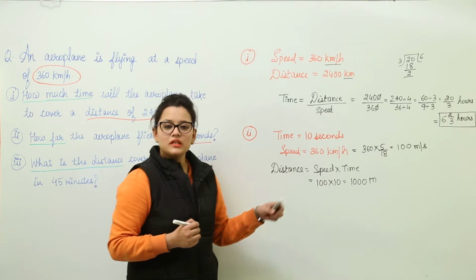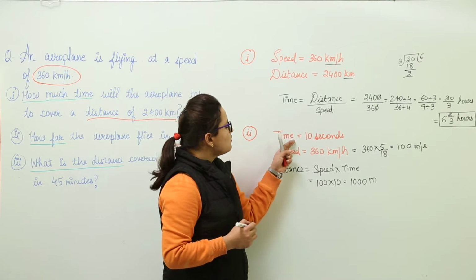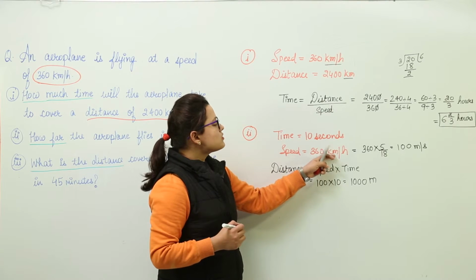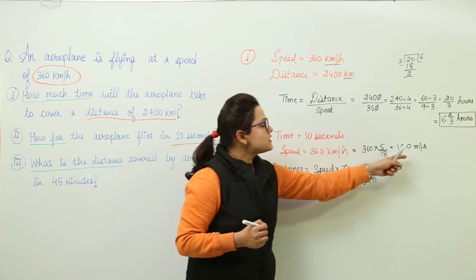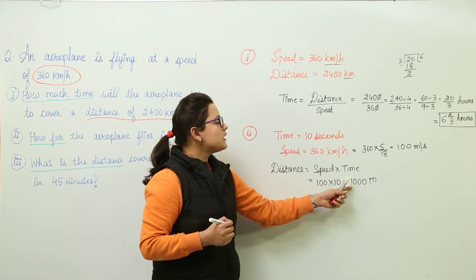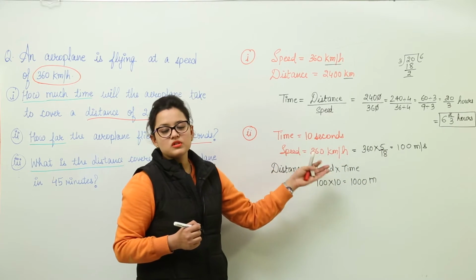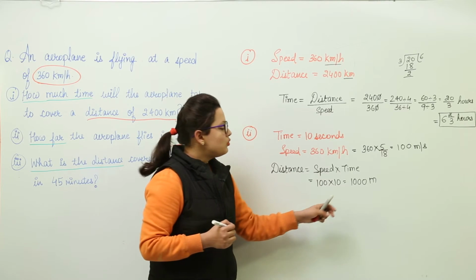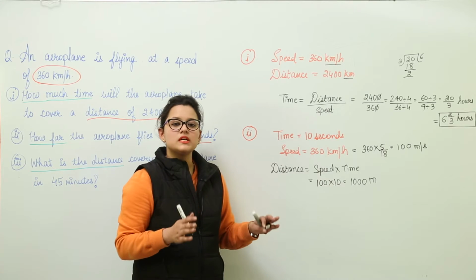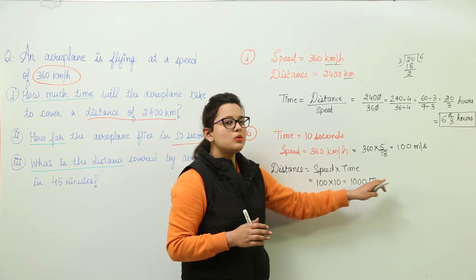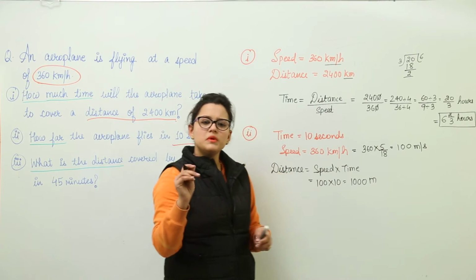You can give it in kilometers also. But if the data is in meters per second, you can write the answer in meters only. If the data is given to us in kilometers, you can convert it into kilometers. No matter what, your answer is going to remain the same and it will be right in both cases. Either you write it in meters or you convert it into kilometers, the value remains the same.